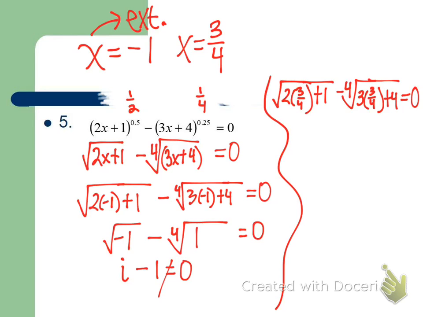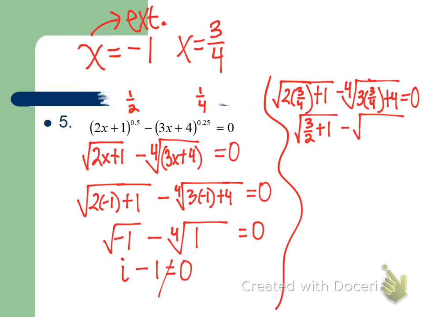2 times 3/4. Let's just leave it as a fraction. 2/1 times 3/4 is 3/2, okay. So 3/2, and then we'll add a 1 to that in just a minute.